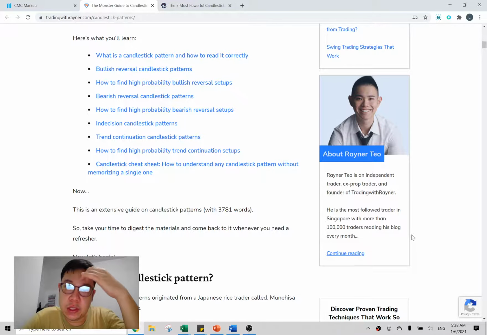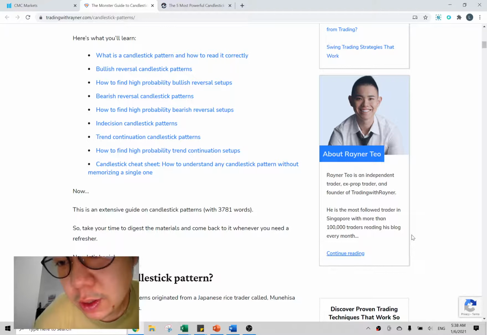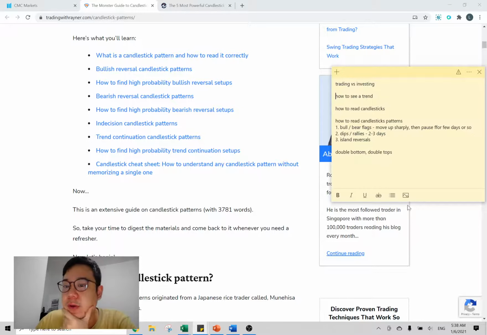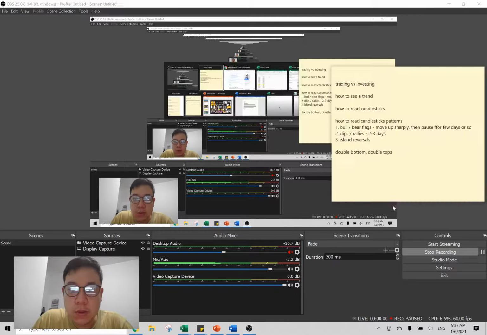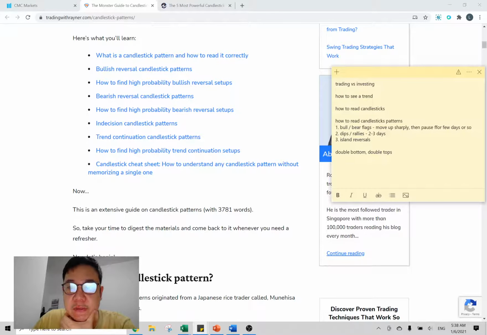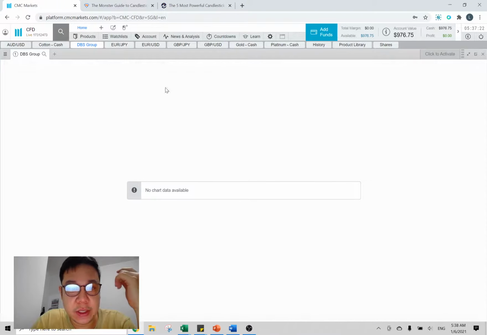Alright, JJ. So today we're going to talk about a few things. We're talking about trading versus investing, and how to see a trend, how to tell if it's an uptrend or downtrend. So that's how I'll share how I view a market as up or downtrend, and then reading the candlesticks, which is looking at the price charts.